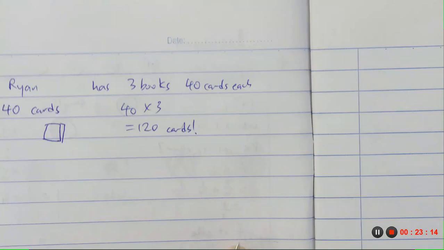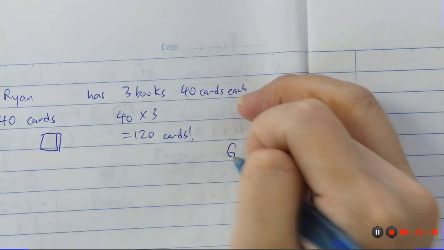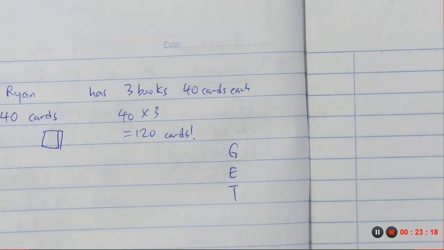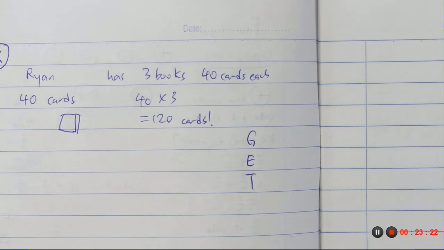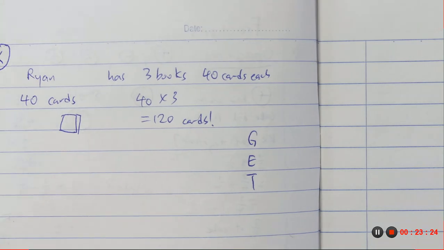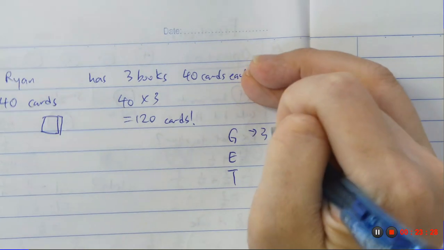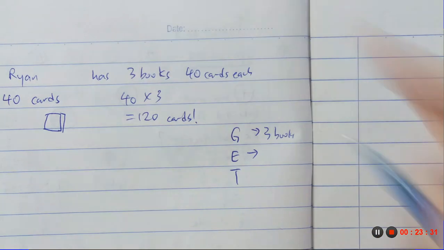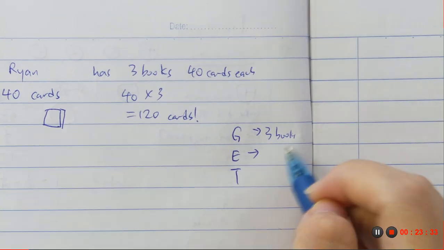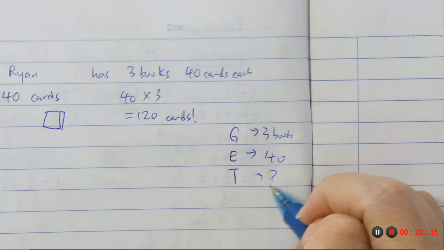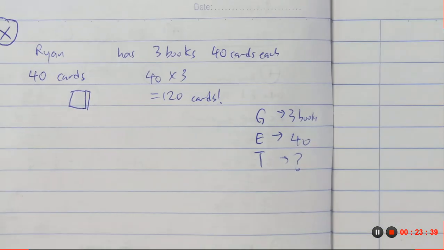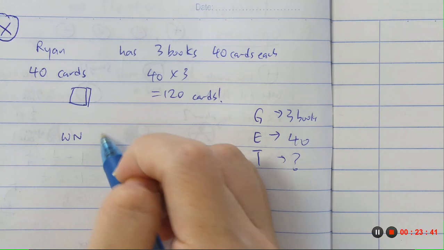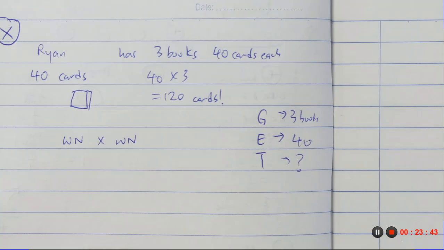Okay, can I trouble you to write it at the side? What's the group here? 3 books. Each is 40, right? 40 cards. Total is multiplication. This is a whole number times a whole number.